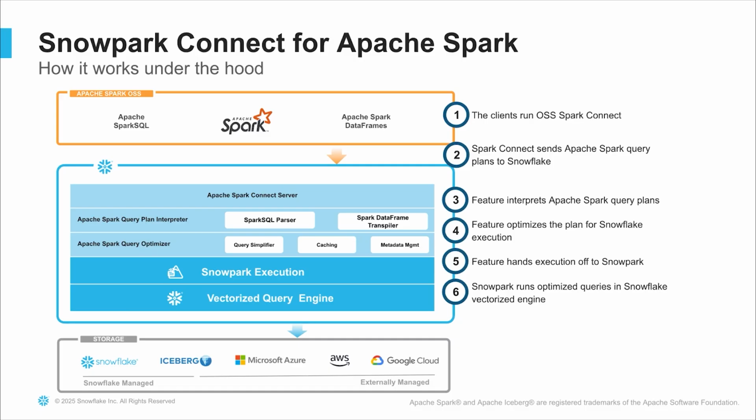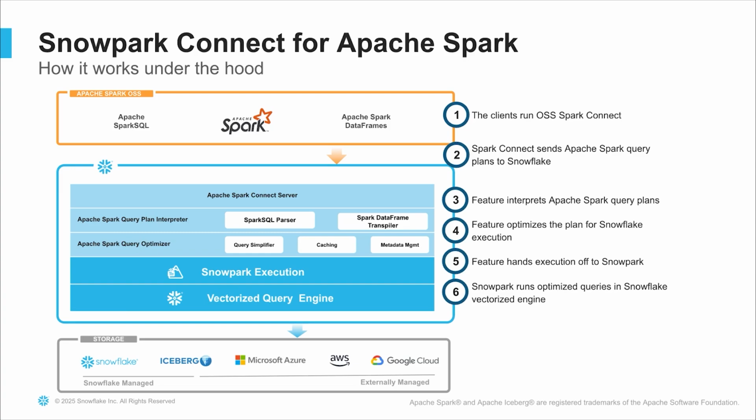Step 3 is where we get to take over, where we interpret the Spark query plan, and then we have a whole host of optimizations and transpiler methods in place to ensure that this executes as efficiently and as quickly as possible on the Snowflake vectorized query engine. So you'll see step 3 here is that we interpret the query plans, of course, and then step 4 is we optimize that query plan for Snowflake execution.